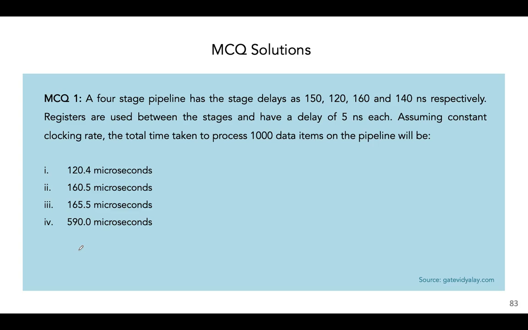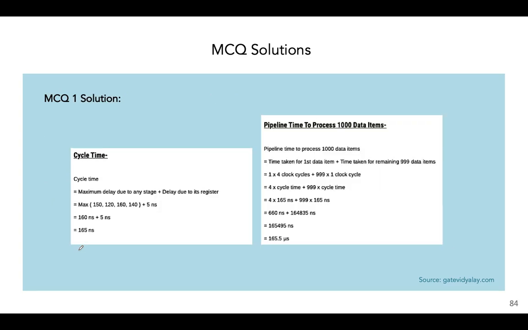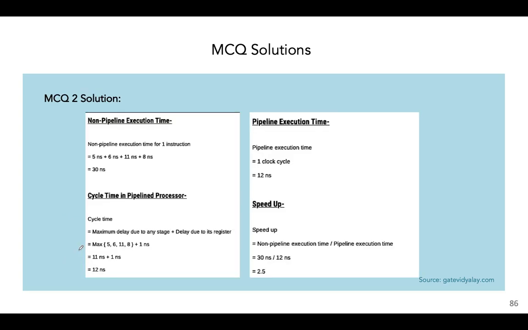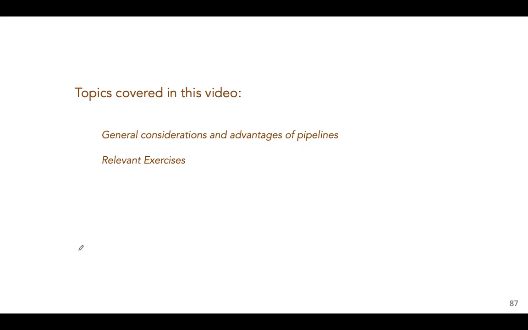This is it for this video. These are the solutions to the MCQs that we just saw. You can take a look at them at your own discretion. All right, so a quick recap. So far in this video, we have discussed the general considerations of pipelines and how these considerations, namely speed up ratio, and throughput, lead to the advantages that we observe from pipelines. Plus, we solved some numericals related to these three concepts: speed up ratio, and throughput.